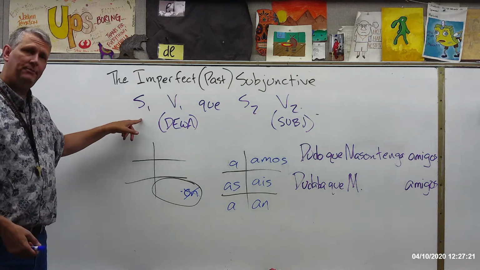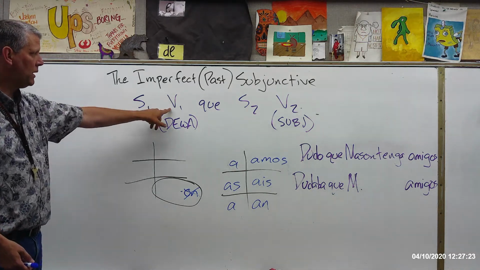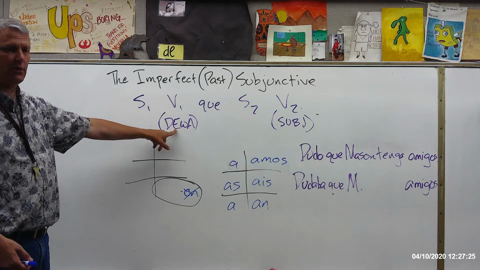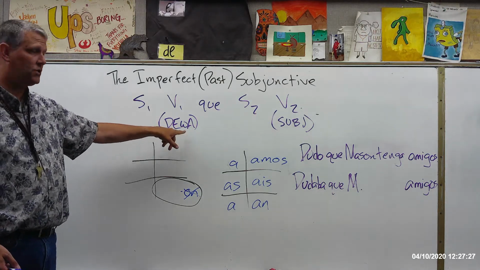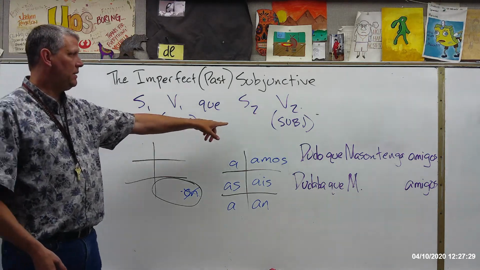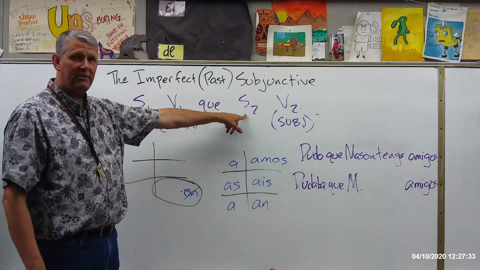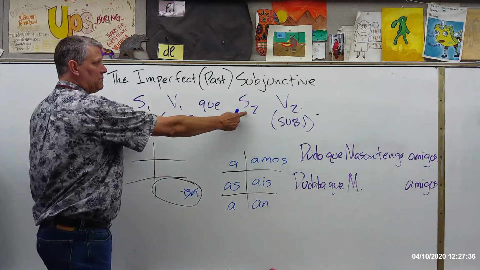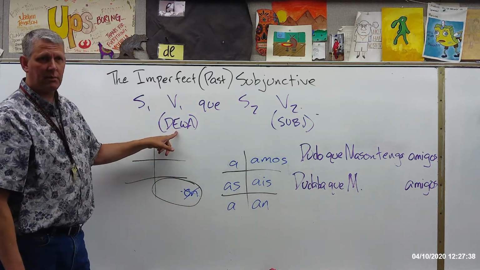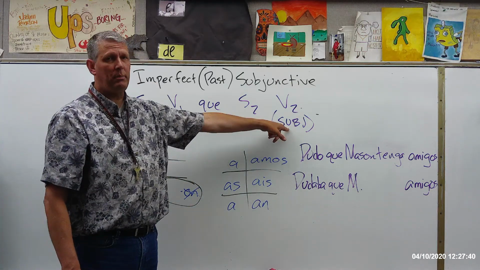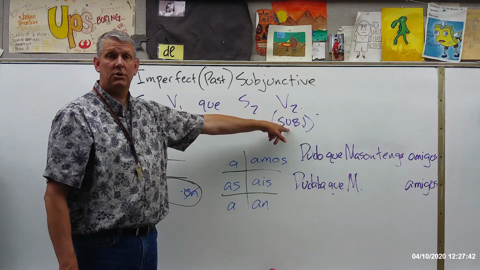Now, going back to present subjunctive. Remember our little formula? We had subject one, verb one. If this first verb expresses a WEIRDO verb, doubt, emotion, will, or approval, and then you have the que, which ties the two halves of the sentence together. And then you have a different subject over here. You have to have two different subjects, okay? And then if this verb expresses WEIRDO, then this verb will be in the subjunctive mood.